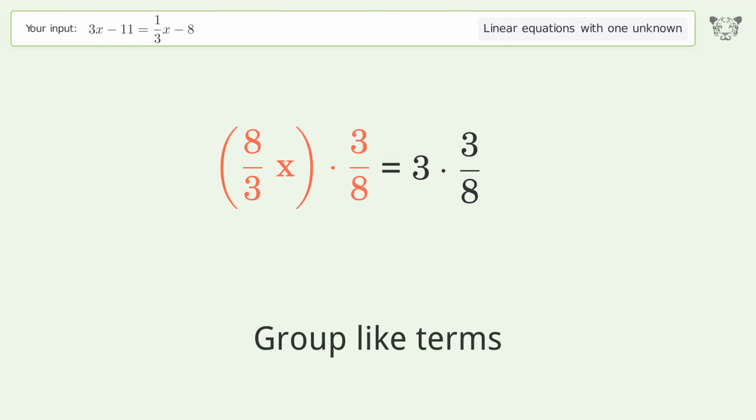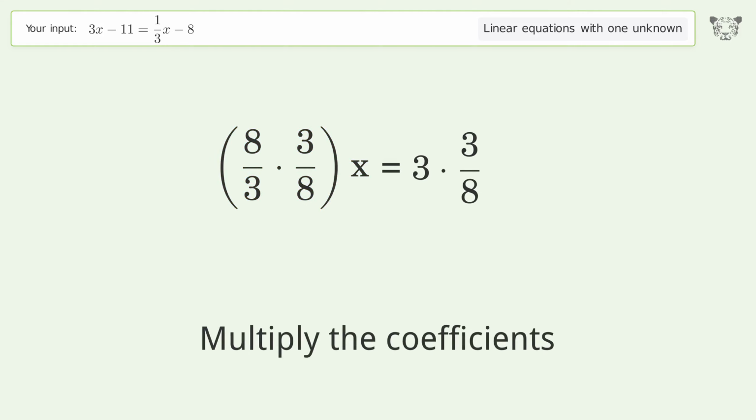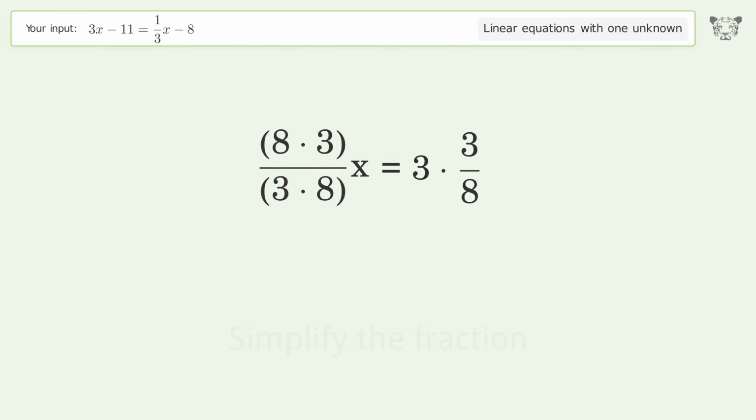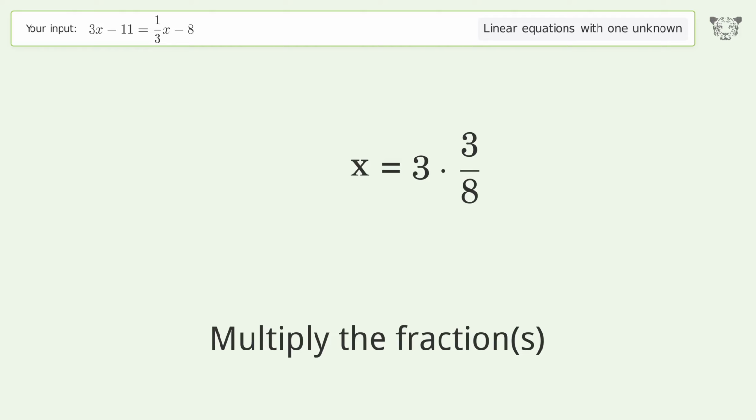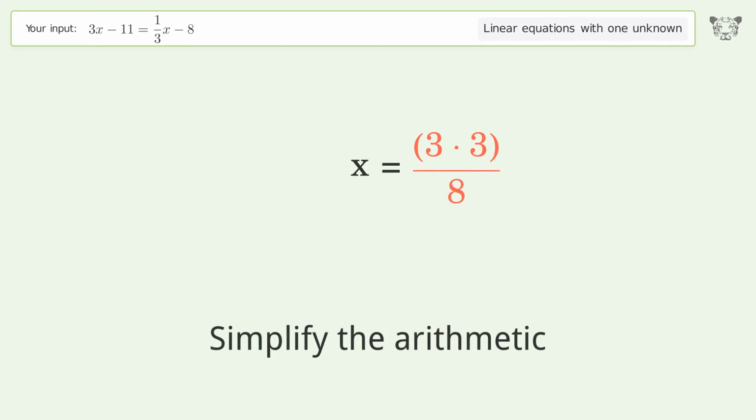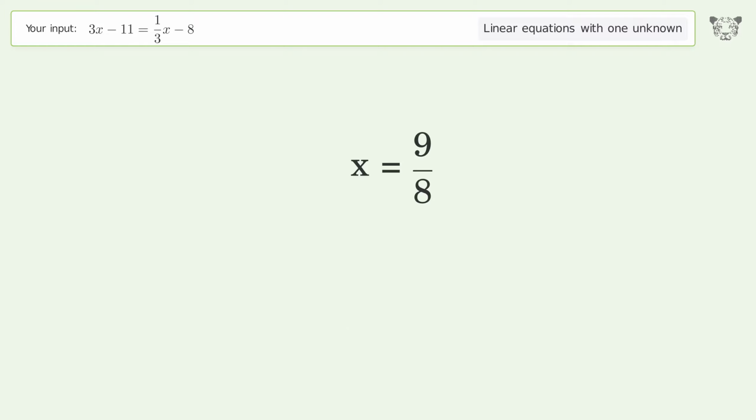Group like terms. Multiply the coefficients. Simplify the fraction. Multiply the fractions. Simplify the arithmetic. And so the final result is x equals 9/8.